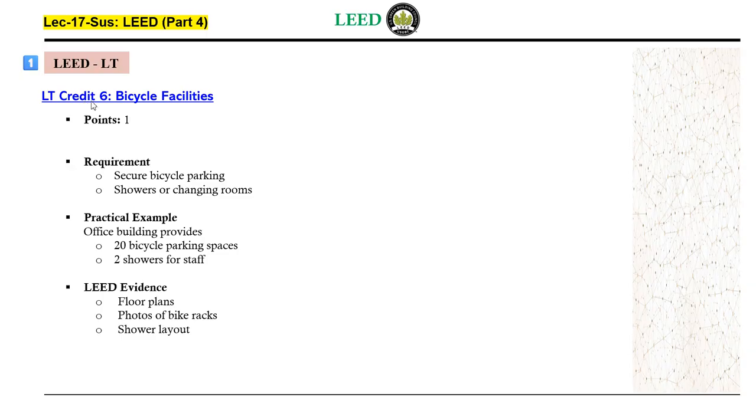Then we have credit number 6, bicycle facilities. Points available are 1. Requirements are secure bicycle parking and showers or changing rooms. A practical example is an office building that provides 20 bicycle parking spaces and 2 showers for staff. LEED evidence or documents required for this are floor plans, photos of bike racks, and shower layout.